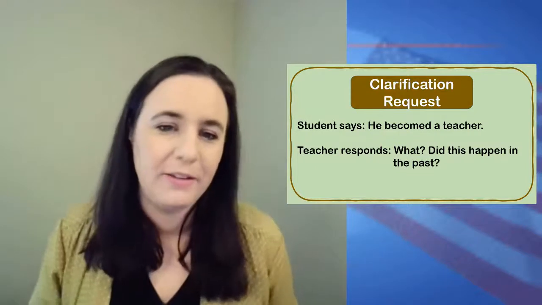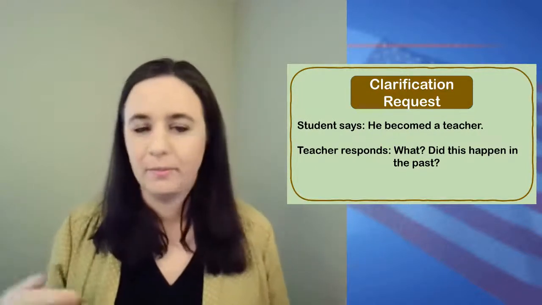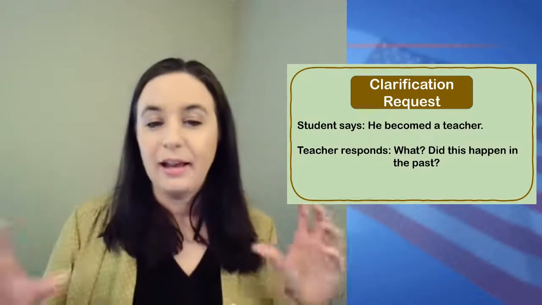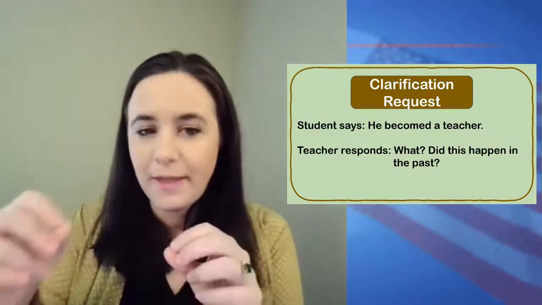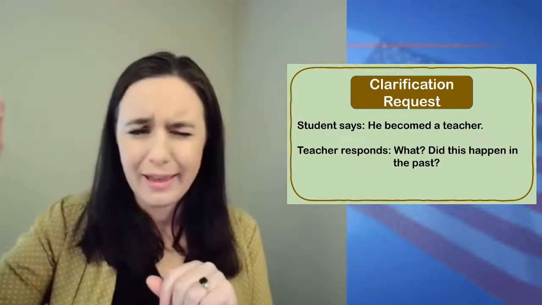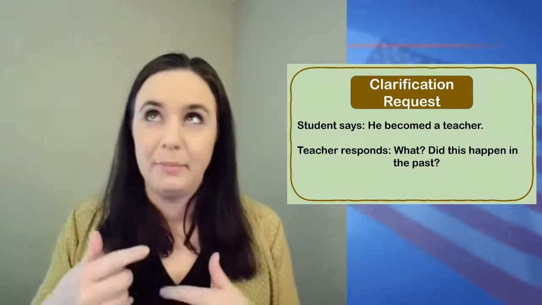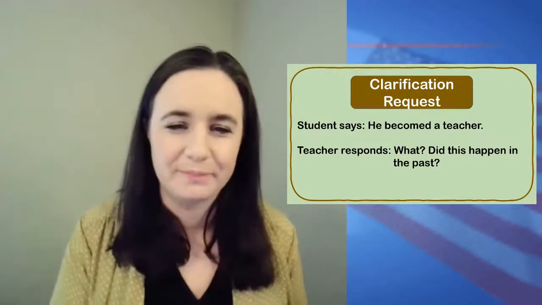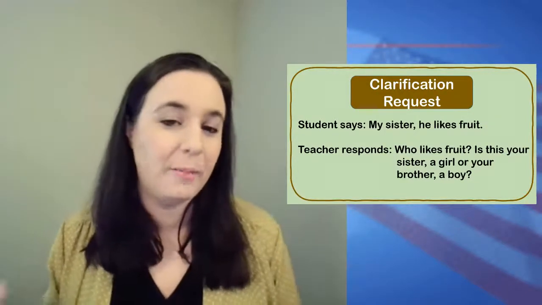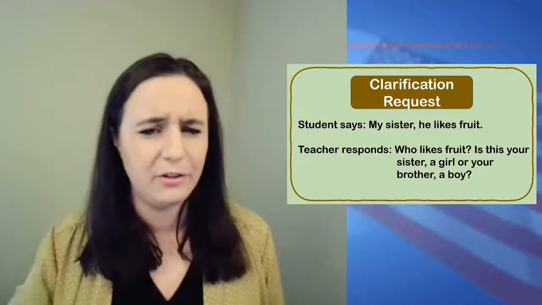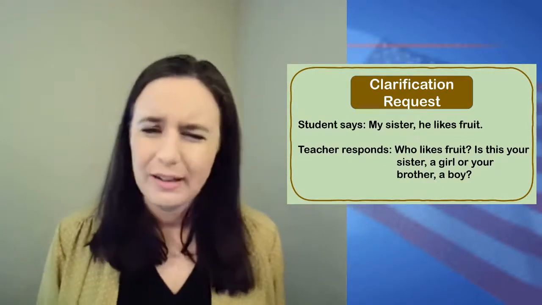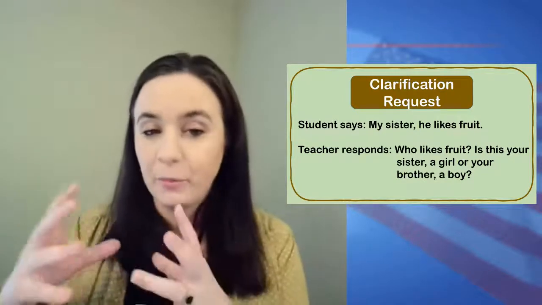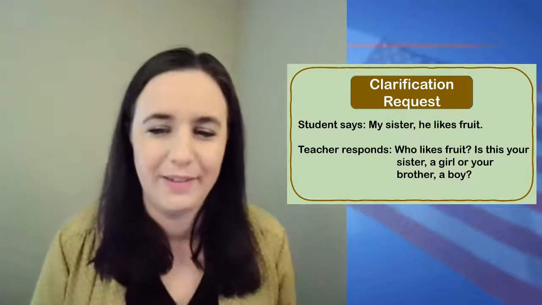So in this case, if the student says, he became a teacher, the teacher might answer, oh, what? Did this happen in the past? And I'm really trying, if I'm using the strategy, I want them to have that aha moment. Oh yeah, okay. Past tense becomed, that doesn't sound right. And then they can make the correction on their own. Here's another example. So my sister, he likes fruit. Teacher can respond, who likes fruit? Is this your sister a girl or your brother a boy? So again, you're trying to help them recognize where that mismatch was in the sentence.